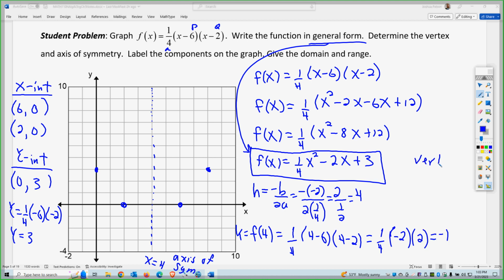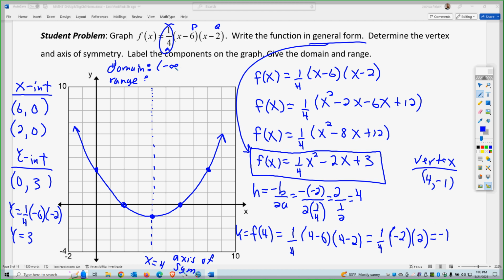So the vertex is 4, negative 1. Okay, so 4, negative 1, that's right there. So it goes up like this and up like this, which makes sense because it's a positive a value, right? So domain and range. So quadratic functions go forever left and forever right. This one goes down to negative 1, but goes up forever.